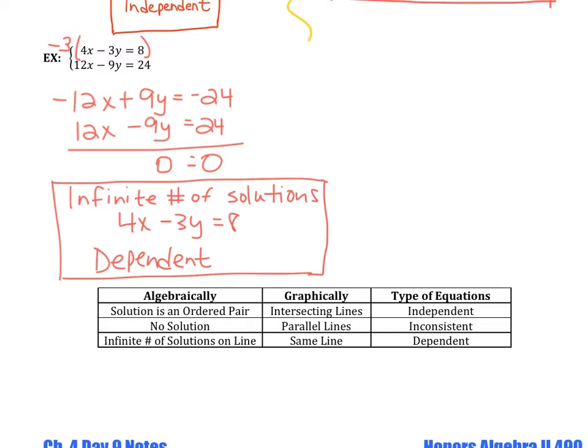If, like in the second example we did today, we algebraically solve and we get no solution, if we were to graph that system, we would find that the lines are parallel lines.